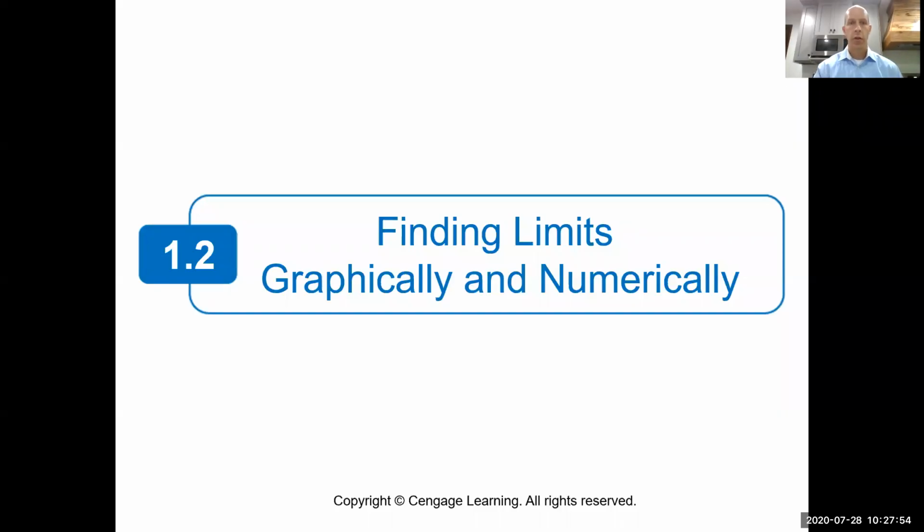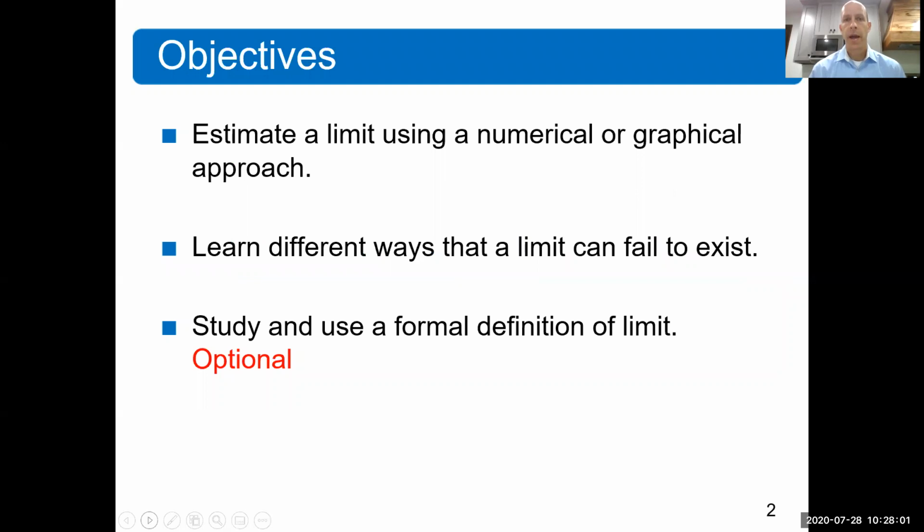All right, so section 1.2. Today's lesson has the following goals. Students will be able to estimate limits using a numeric or graphical approach. You'll learn different ways that a limit can fail to exist. And the third bullet point, I'm making optional due to the restrictions this year with our schedule. But if you are a super strong student and you're really interested, I would encourage you to look at the formal definition of limit.